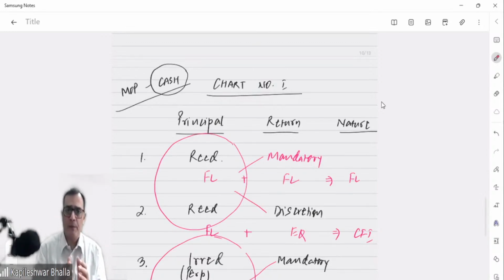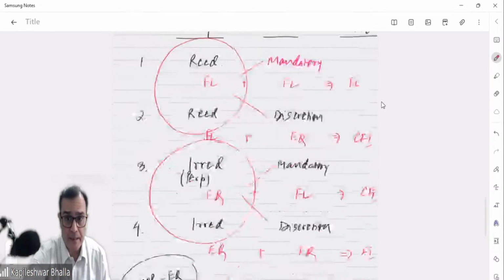Because if it is redeemable, there is already a pre-decided date when the issuing entity is obliged to pay the principal money back. So for the principal, we're using the words redeemable and irredeemable, and for the return element, we're using mandatory and discretionary. So this is when the mode of payment is cash.